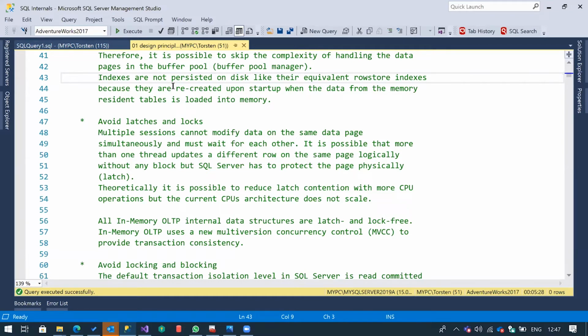because there's nothing like an IAM page, index allocation map page. There's nothing like a GAM page, global allocation map page, or a PFS page, page free space page. That is always a little bit hard to say, but you're right, PFS page. So all the overhead related to the system pages is completely gone. But the only way to tell a record to which object, to which table it belongs, is now the index.